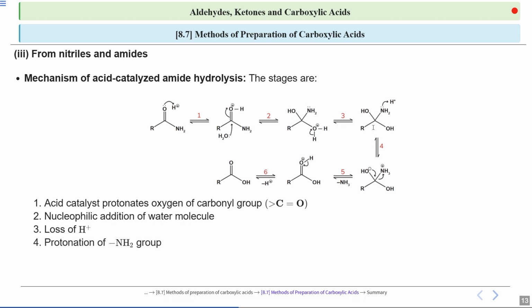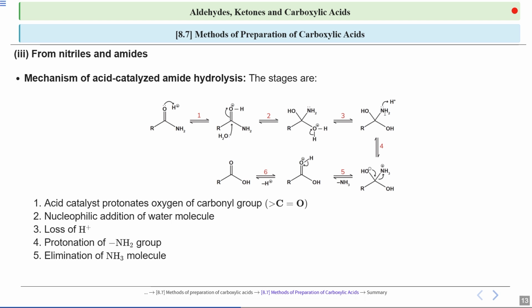Now what will happen in the next step? The amine group, that is the NH2 group, is protonated. It is being protonated to make it a better leaving group. So this amine group is protonated, and protonation is making the nitrogen atom a better leaving group. And in the further step, we will see the elimination of an ammonia molecule.